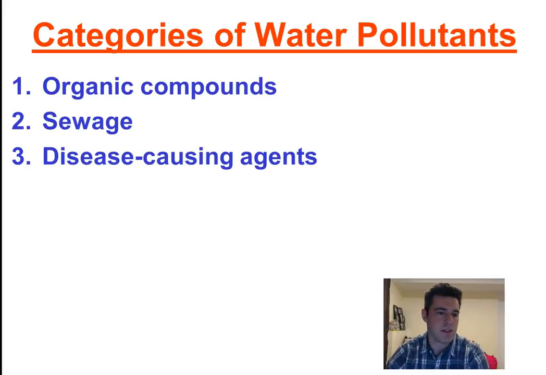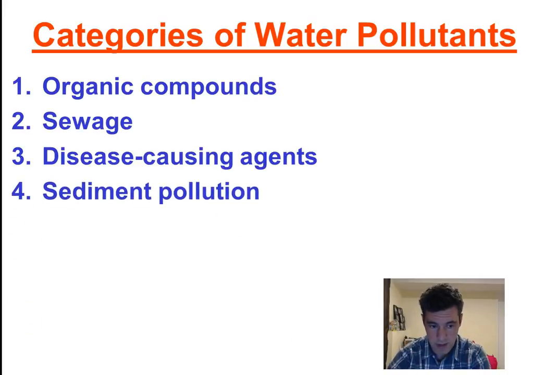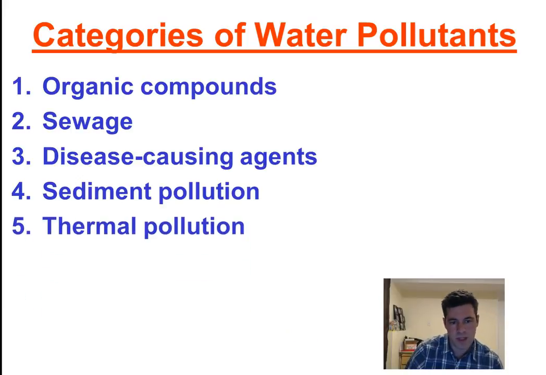Okay. The next would be disease-causing agents. Your bacteria, your viruses, your E. coli, bacteria that will get into waterways. Sediment pollution. This could be from runoff from areas that have been deforested. It could be from runoff from agriculture, and that's when the turbidity of the water increases. Thermal pollution, that could be usually from power plants producing electricity, usually like a nuclear power plant or a coal-fired power plant, adding water that's at a higher temperature.